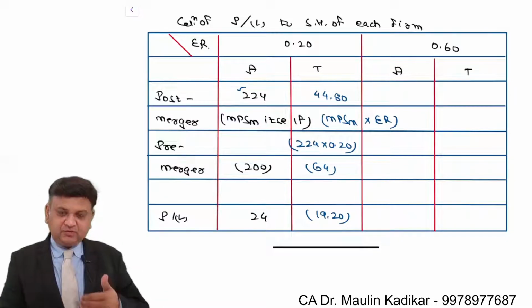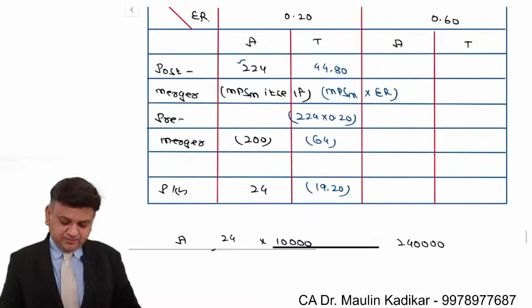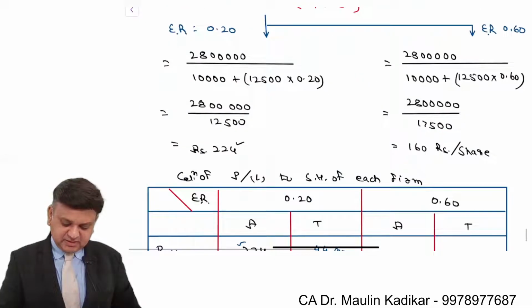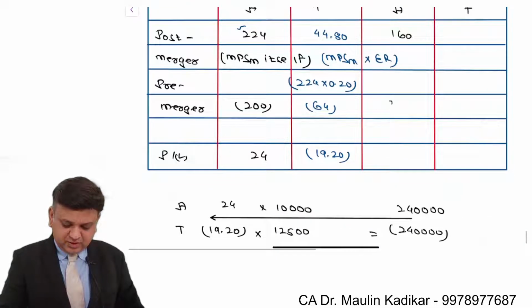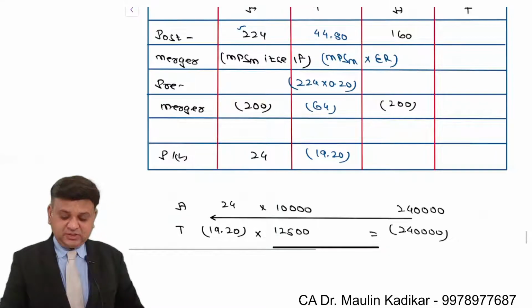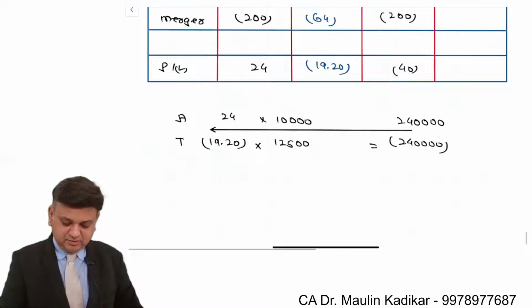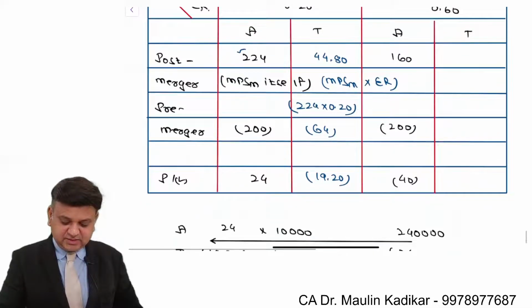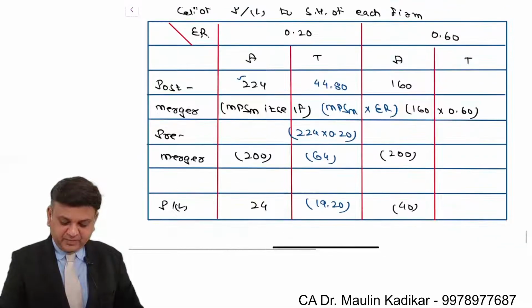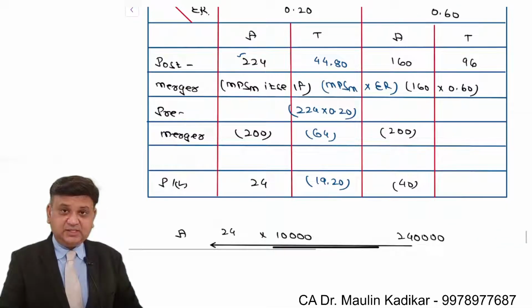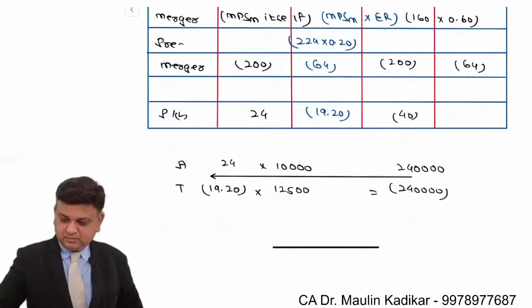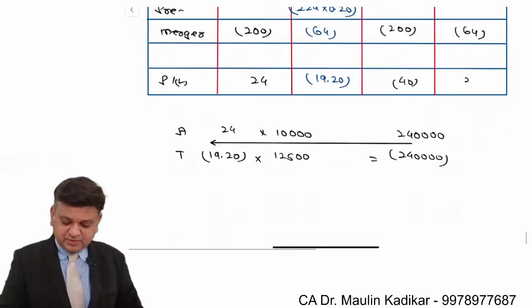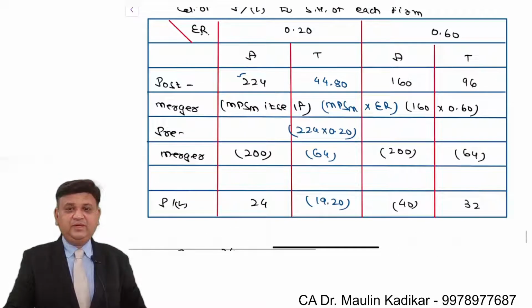So let us see what will happen in case of 0.6 exchange ratio. As far as the acquiring company is concerned, it is 160 rupees itself. Pre-merger it was 200. So that is a loss of rupees 40. And for the target company it is 160 into exchange ratio 0.60. That comes to an amount of rupees 96. Pre-merger it was 64. That comes to 32 rupees per share. This is the way we require to calculate the answer.